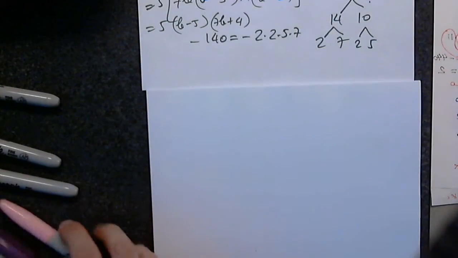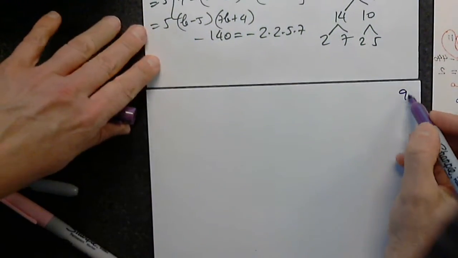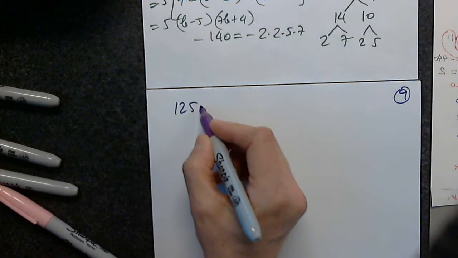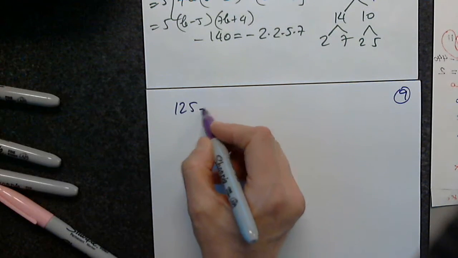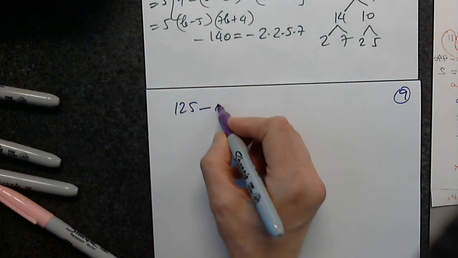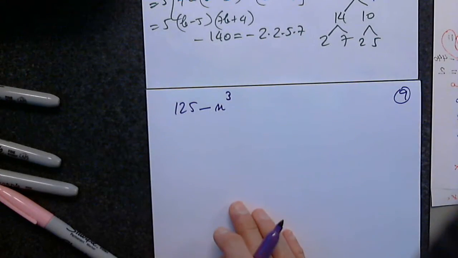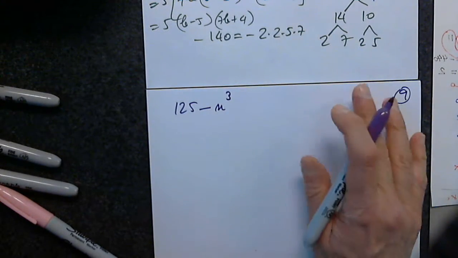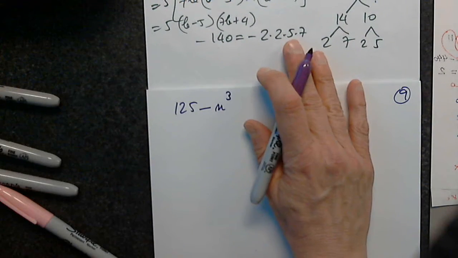You said 125 minus n cubed. Yes, perfect. And the other one is R3, there's a different one. Yeah, let's finish this one and we'll come back to that.